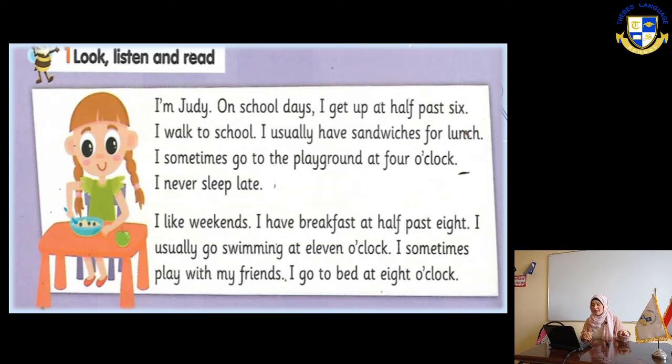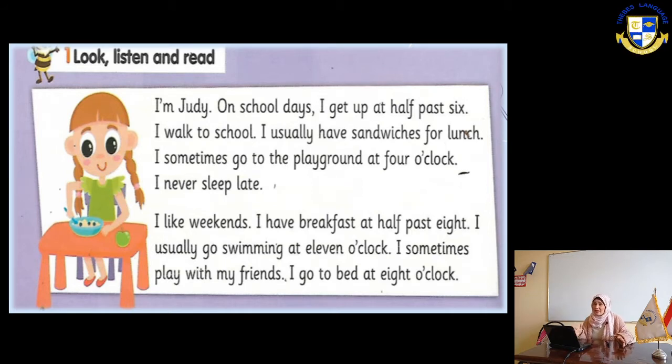I go to bed at 8 o'clock. Again, I'm Judy. On school days, I get up at 6:30. Means short arm and long arm both on number 6. I walk to school. I usually have sandwiches for lunch. I sometimes go to the playground at 4 o'clock. I never, something I don't do at all. I never sleep late. I like weekends. I have breakfast at 8:30.